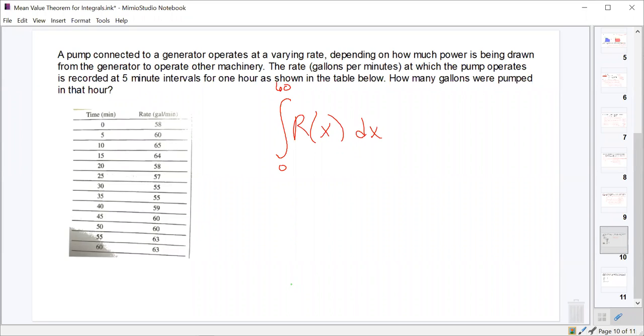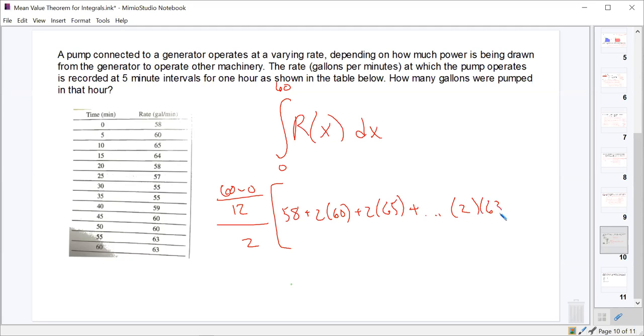So that should give us b minus a, 60 minus 0, over n, which is the number of intervals, which is 12, because it's every 5 minutes from 0 to 60, divided by 2. And then we have to just plug in 58, and 2 times 60, and 2 times 65, and so on, all the way up till 2 times 63, and then just 63 at the end. So I'll give you guys a second to figure that out, and then you should be able to tell me how many gallons were pumped during that hour. So I'll let you do that arithmetic.